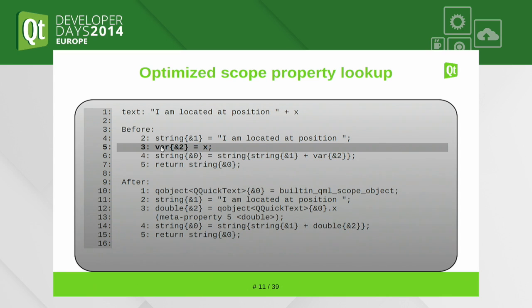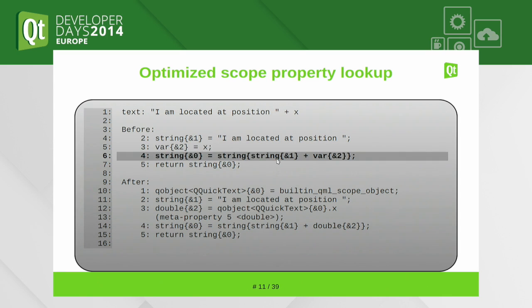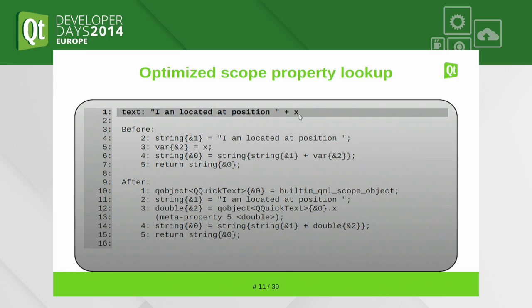And once we have x, and we don't really know what the type is, unfortunately, we just try to concatenate it with a string, and we sort of force it into a string as well. And nowadays we can do a bit better. We already know that x, the x property up here, is not just something that could be anywhere. No, we know it has to be, by the definition of the language, a property of the current scope object. That is a special variable that we always set appropriately when evaluating this expression, and we know it's a QQuickText.